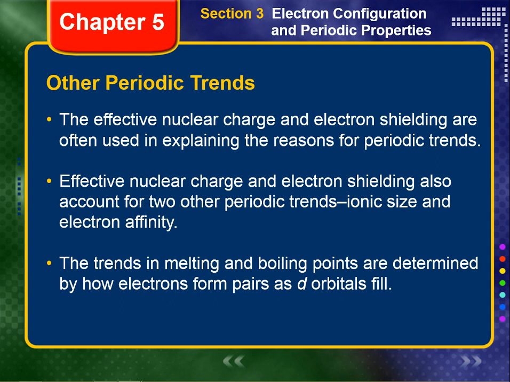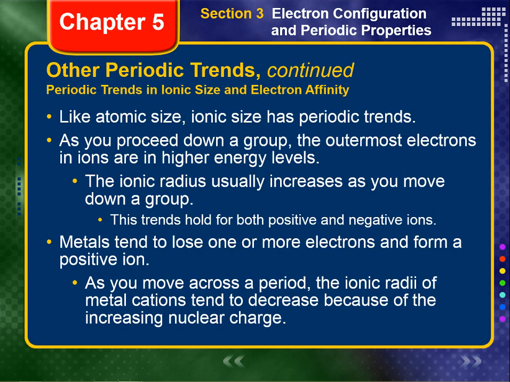The trends in melting and boiling point are determined by how electrons form pairs as the d orbitals fill. So, getting on to ionic size and electron affinity. Like atomic size, ionic size has periodic trends. As you proceed down a group, the outermost electrons in ions are in higher energy levels. The ionic radius usually increases as you move down a group. This trend holds for both positive and negative ions.